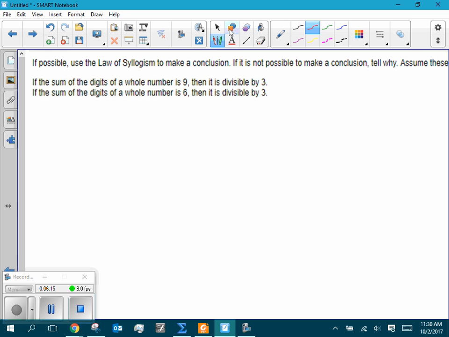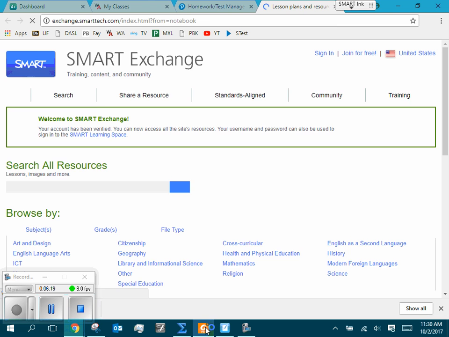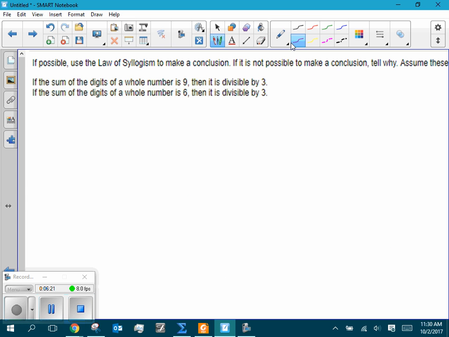What we're going to do is read these two statements, and then find the hypotheses and conclusions of those respective statements. So, if the sum of the digits of a whole number is 9, then it is divisible by 3. Take 81. If I add 8 and 1 together, I get 9, right? That tells me that 81 is divisible by 3. Does that make sense to everybody?